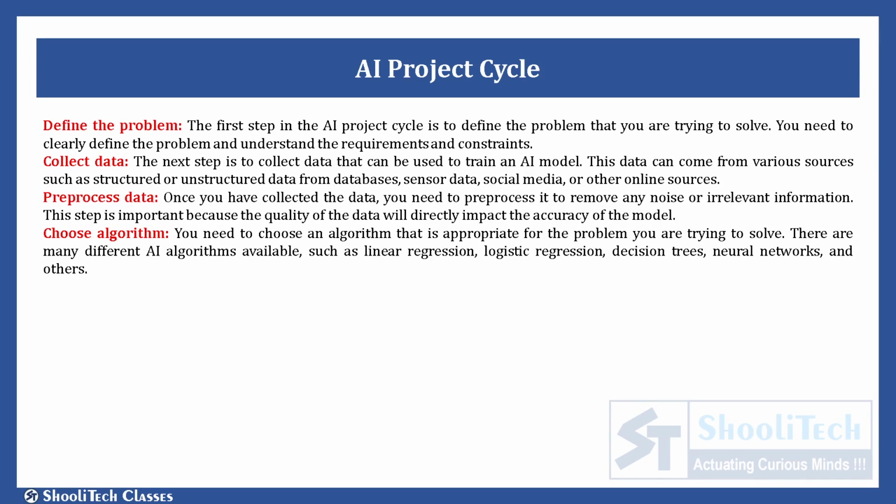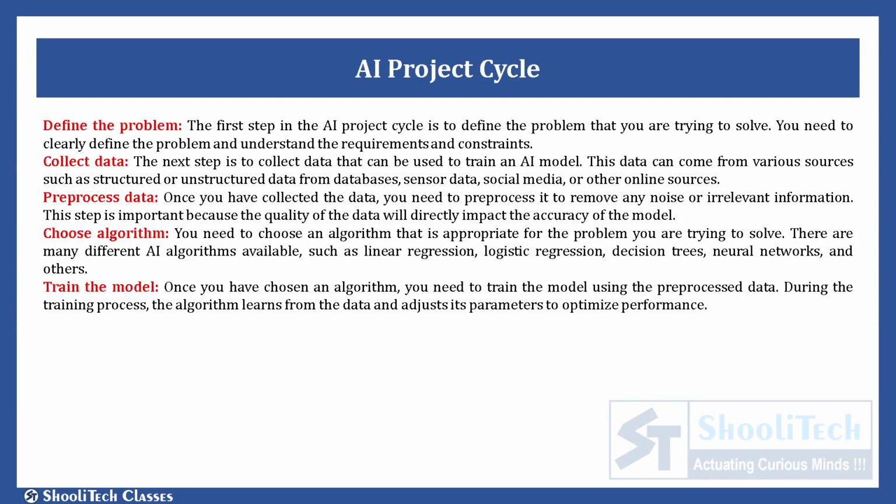Once we are satisfied with the data that we have collected, we choose an algorithm that we are going to use to create our AI model. There are many different AI algorithms available, such as linear regression, logistic regression, decision tree, neural networks, and so many other algorithms. After choosing the algorithm, we develop the model and then we train the model with the data that we have already collected and pre-processed. During the training process, the model learns from the data and adjusts its parameters to optimize performance.